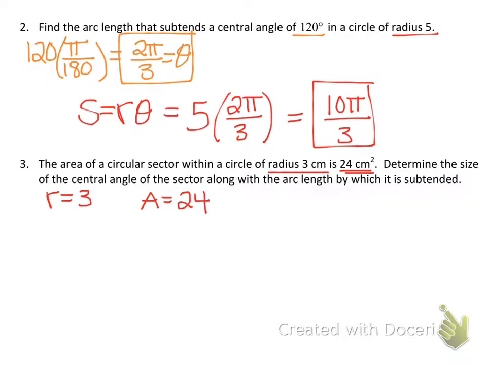So I need to find the central angle, so I need theta, and I can find that because I know the area. So I have 24 equal to 1/2 times my radius, which is 3, squared times theta. So square 3, you get 9 divided by 2. You divide that by the other side, which is 24. So theta is actually going to come out to become 16 over 3.